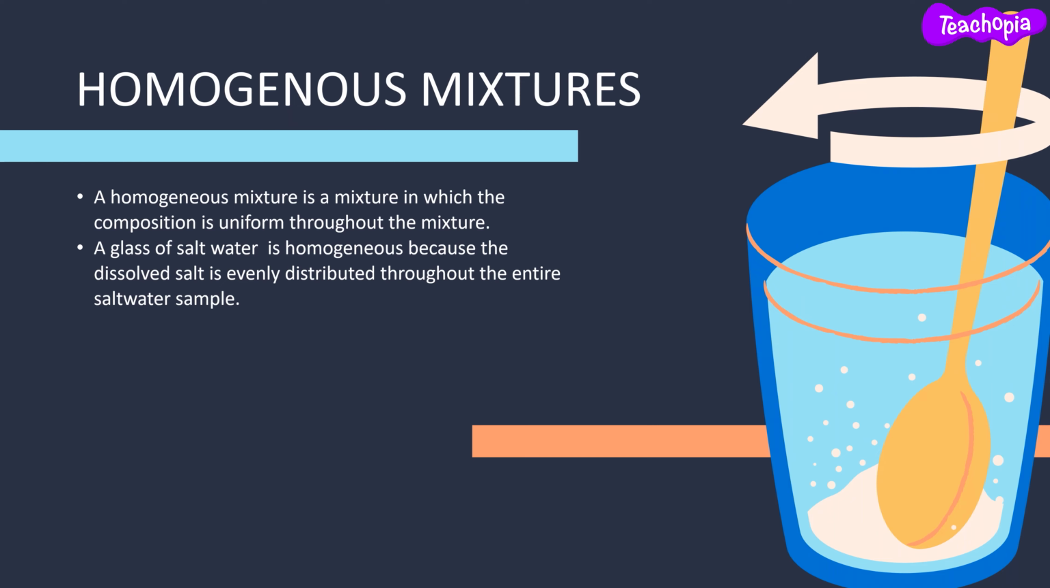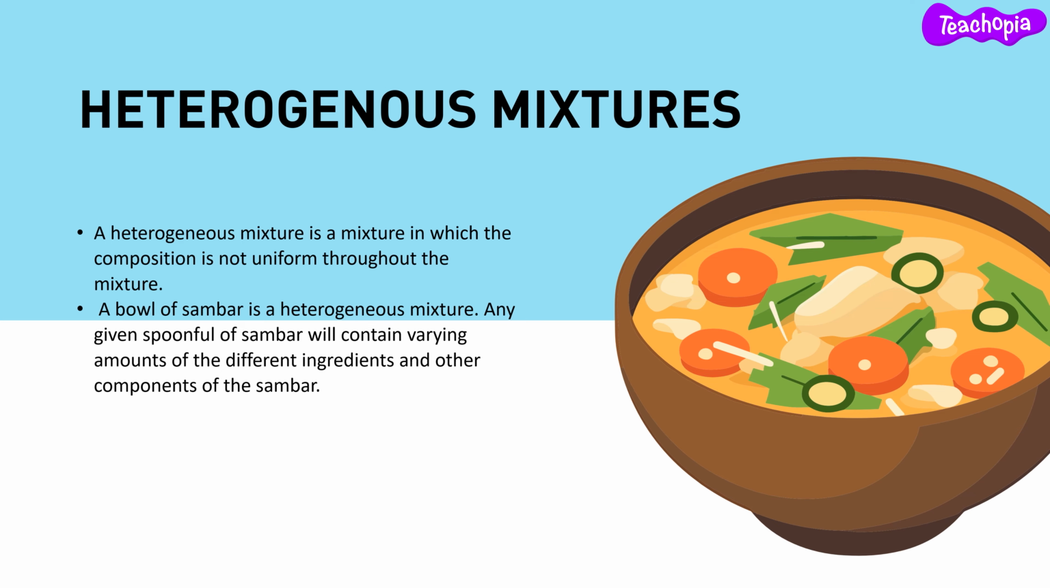A homogeneous mixture is a mixture in which the composition is uniform throughout the mixture. For example, a glass of salt water is homogeneous because the dissolved salt is evenly distributed throughout the entire salt water sample. A heterogeneous mixture is a mixture in which the composition is not uniform throughout the mixture. For example, a bowl of sambar is a heterogeneous mixture. Any given spoonful of sambar will contain varying amounts of the different ingredients and other components of the sambar.